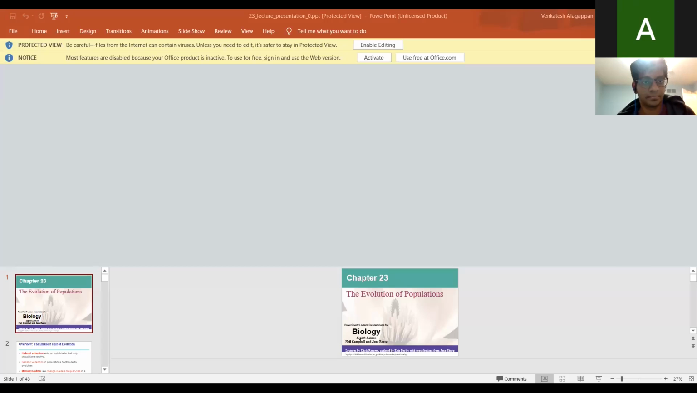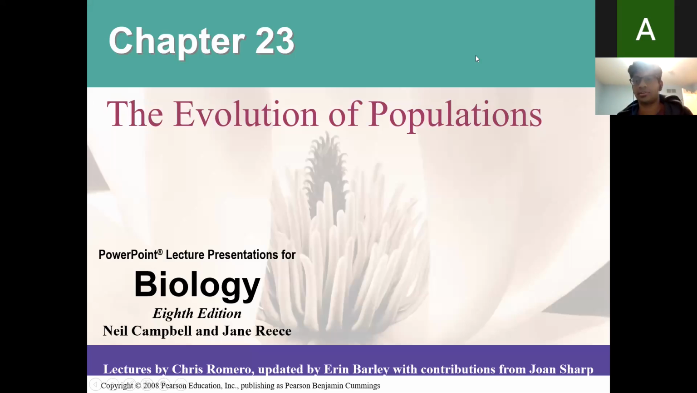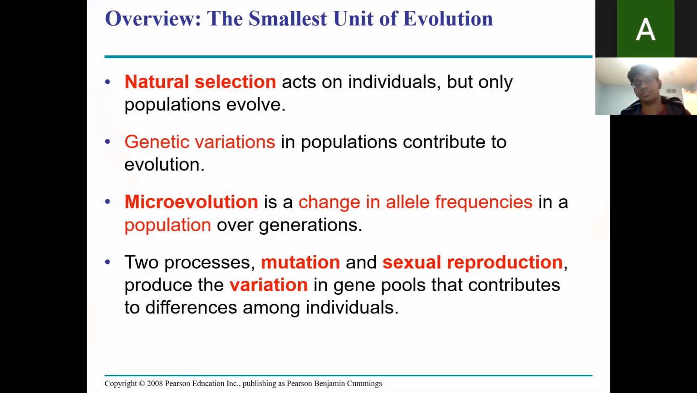Now with chapter 23. Okay, so in chapter 23 we're just talking about evolution more. Natural selection is incredibly important. Natural selection acts on individuals, but the population as a whole evolves. An important thing to know is that an individual doesn't really evolve, it's just a population over time.